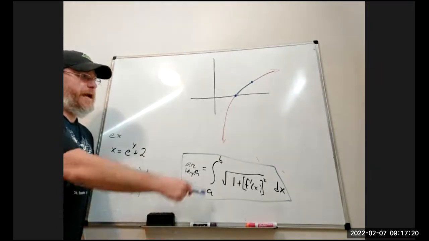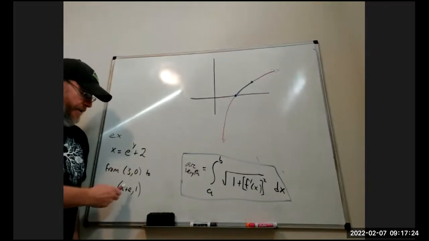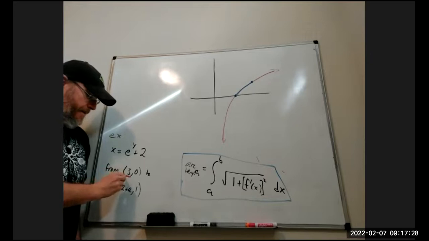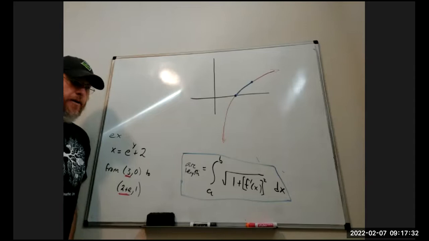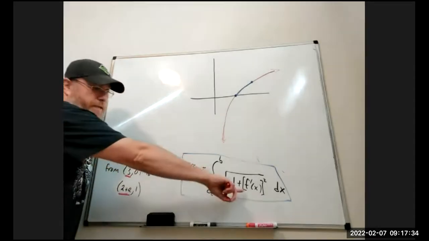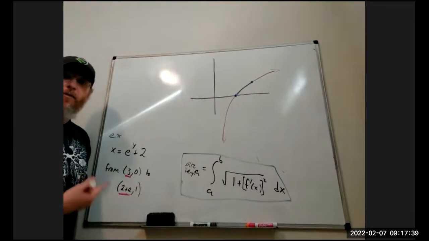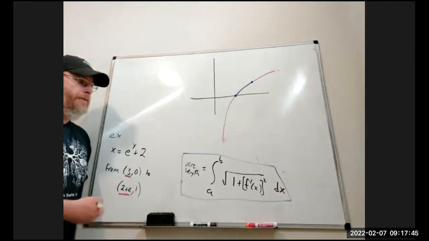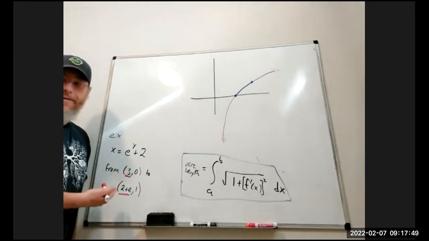We would need to know our x bounds, which we've got. If you come back over here, our x's are the 3 and the 2 plus e. So we've got our x bounds. But then we'd need to know this thing as a function of x. We'd actually have to solve it for y and then differentiate it. All right, well, we can do that. It's just I would rather not do that.